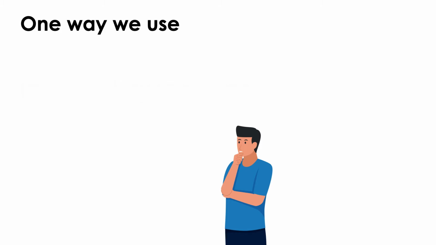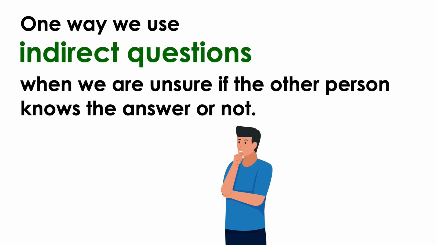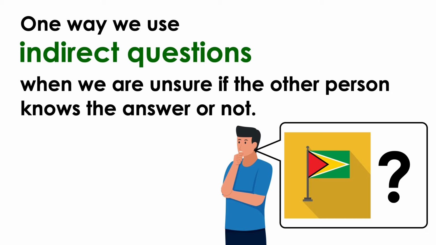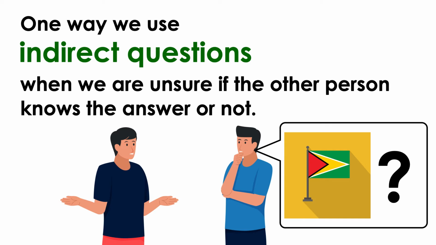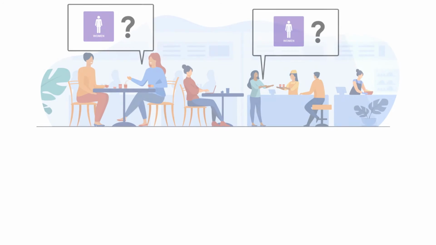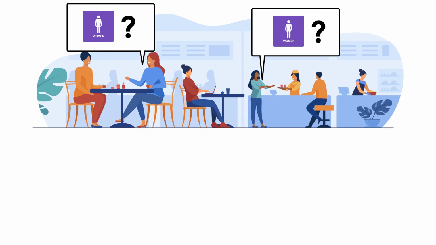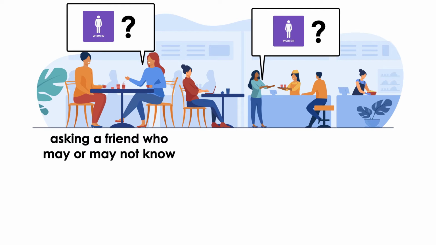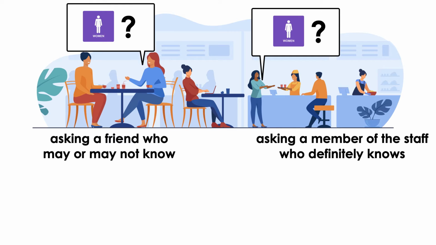One way we use indirect questions is when we are unsure if the other person knows the answer or not. So let's look at this situation. Here we have two women asking about the location of the restroom. One woman is asking her friend who may or may not know, and one woman is asking a member of the staff who definitely knows.